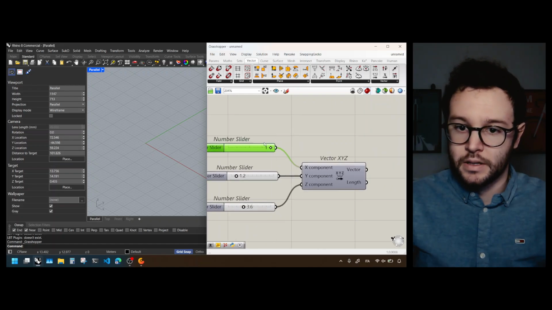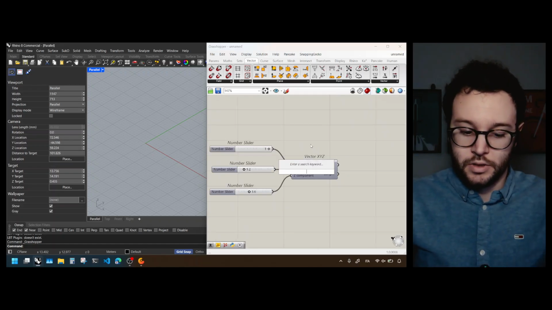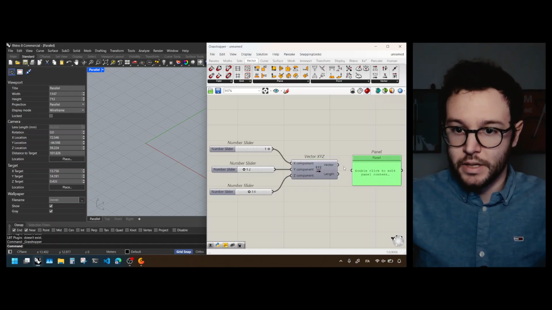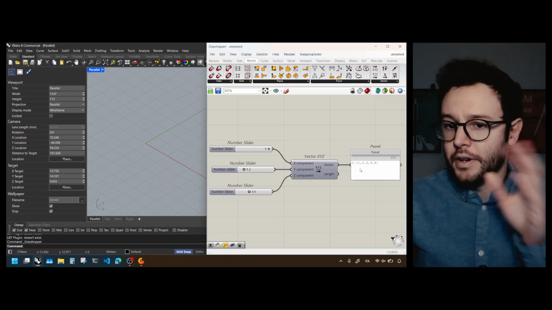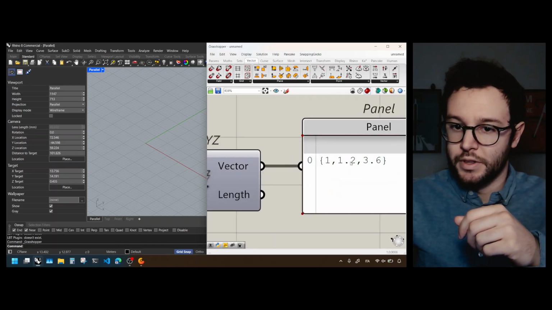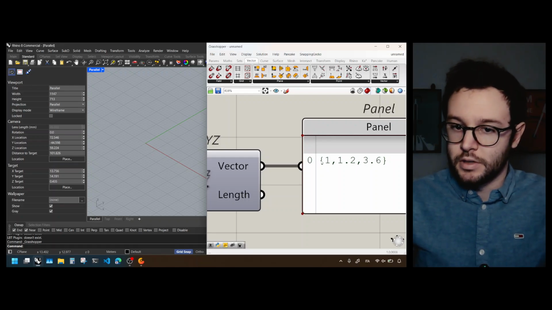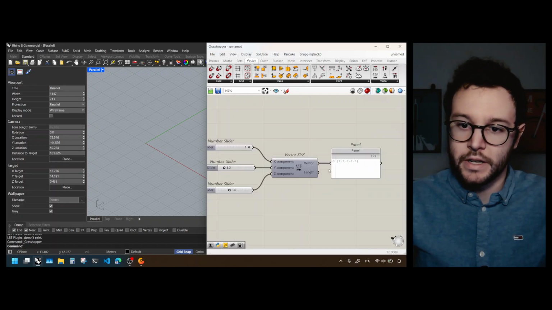We can inspect this vector using a panel as always. So let's drop it in. We have a vector, and indeed this is the vector we defined, and it's given to us with these three components. And you will also see that it's using this curly bracket representation.